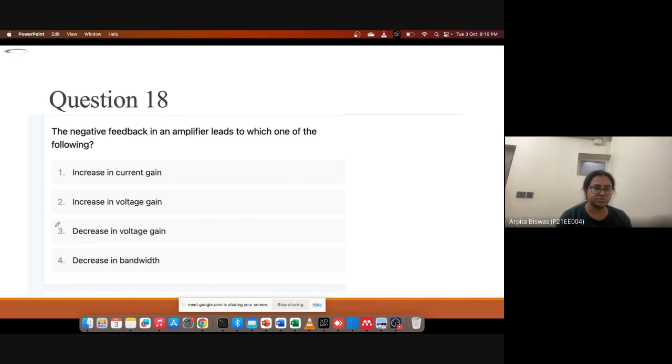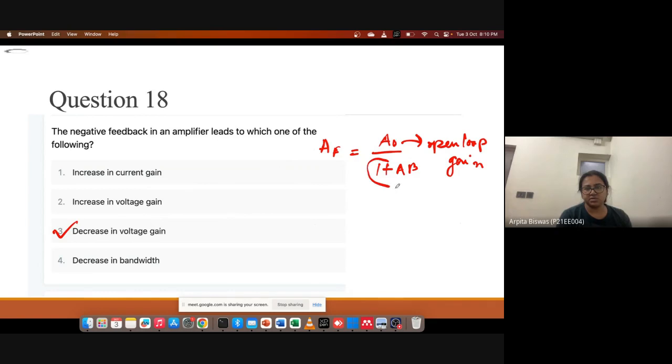So the right option is option 3. Decrease the voltage gain. How? Because we know that AF is equal to A0 by 1 plus A beta. Here A0 is the open loop gain. So this is positive, so this will decrease. It will decrease the voltage gain.